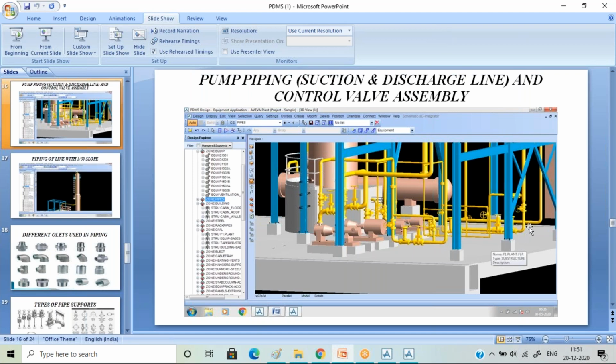And how you're going to support the lines. Supporting of lines is very important, and the type of supports is very important too. What type of supports are to be used and how we are supposed to model those supports, everything will be shared.